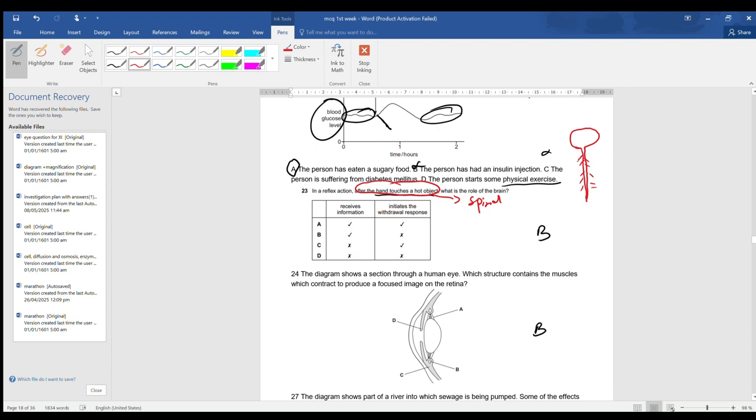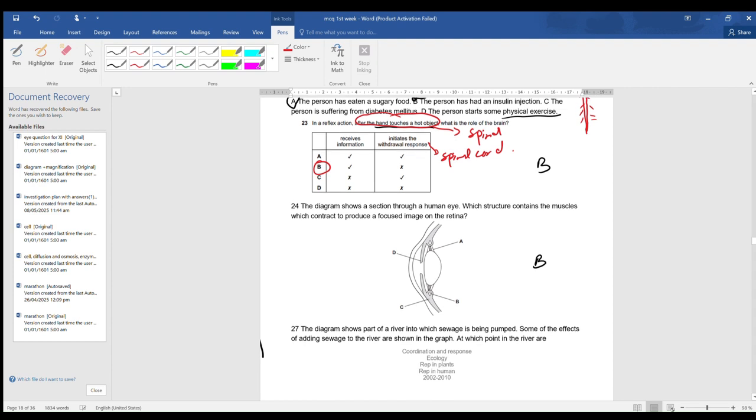Brain will just receive the information. That's it. Brain will just receive the information, and brain has nothing to do with the initiation of the withdrawal response, because this initiation of the withdrawal response is under the control of spinal cord, because this is a spinal reflex action.